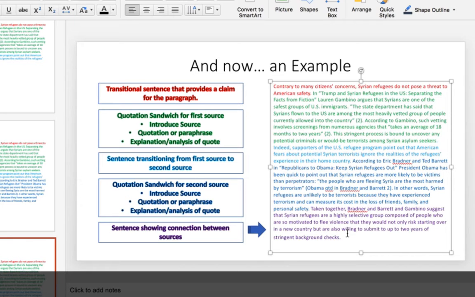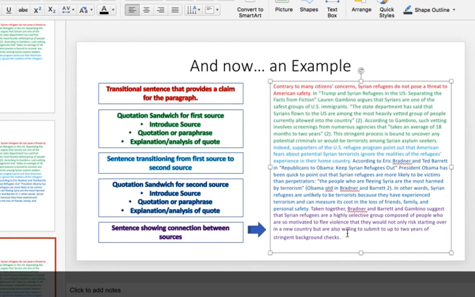In Trump and the Syrian Refugees in the U.S., Separating Facts from Fiction, Lauren Gambino argues that Syrians are one of the safest groups of U.S. immigrants. Quote, the State Department has said that Syrians flown to the U.S. are among the most heavily vetted group of people currently allowed in the country. According to Gambino, such vetting involves screenings from numerous agencies that, quote, takes an average of 18 months to 2 years, end quote. This stringent process is bound to uncover any potential criminals or would-be terrorists among Syrian asylum seekers.